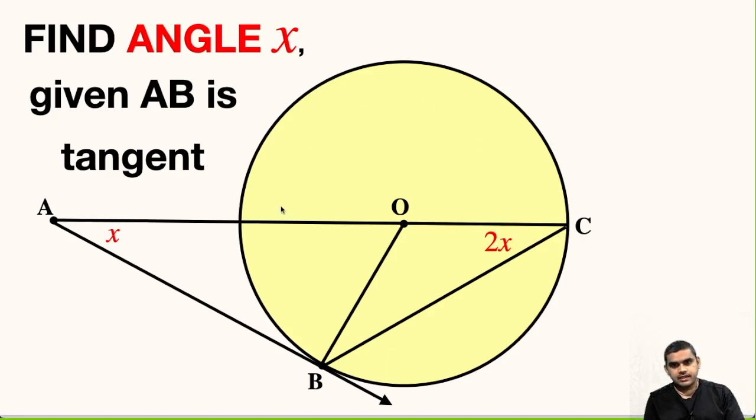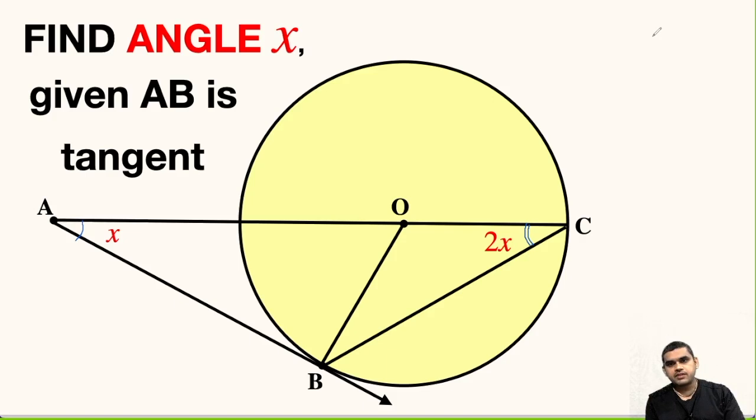So here a circle with center at O is given, in which AB is tangent to it. This angle A is x degrees and angle OCB is given as twice of x. Now we need to find the value of x.